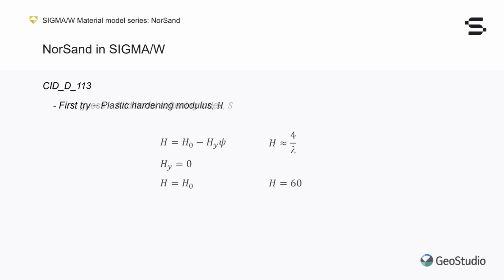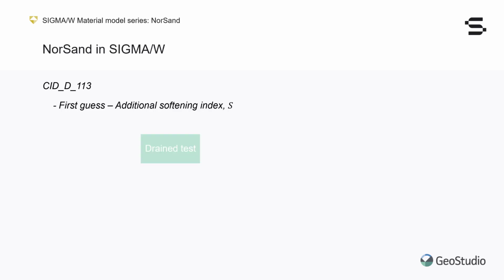Finally, let us consider S, the additional softening index. This is a feature which helps NorSand correctly simulate the response of loose soils being loaded under undrained condition. S can take values from 0 to 1, but is generally used with either 1 or 0, like an on-off switch if you will. For any drained test, S should always be kept to 0.